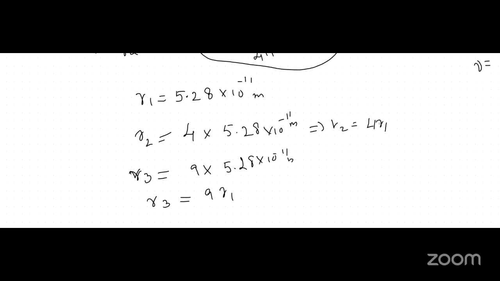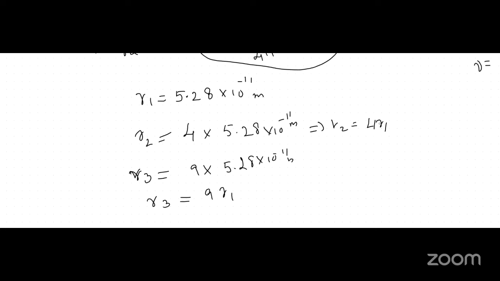That means as we are increasing the n value, the value of radius also changes. For the second orbital, it will be 4 times of the first orbital radius. For the third orbital, it will be 9 times the first orbital radius.